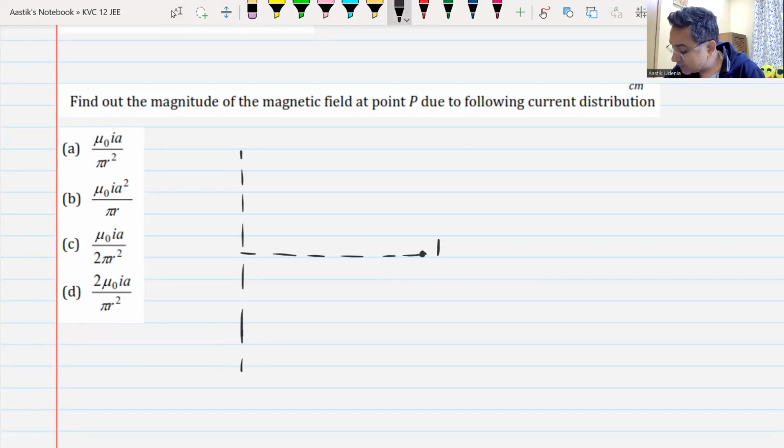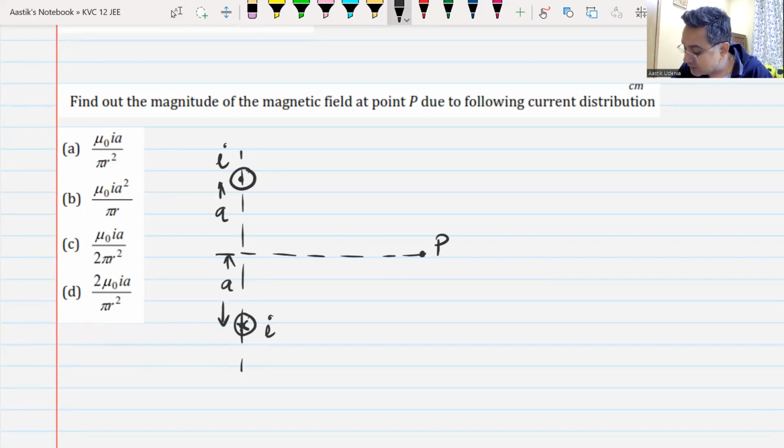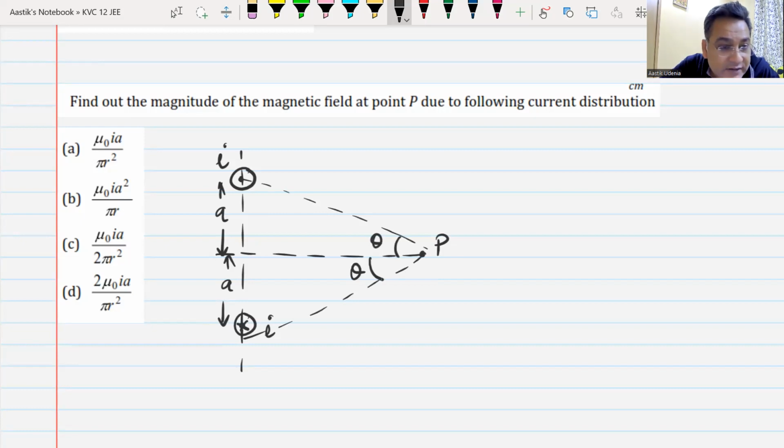The point P is given as here. One of your infinite wires is here, I. The other infinite wire is here, I. It carries current in the cross direction. This question, similar question, same question has come in JEE Advanced. This distance is A. This distance is A. And this angle is given, both the angles are same.